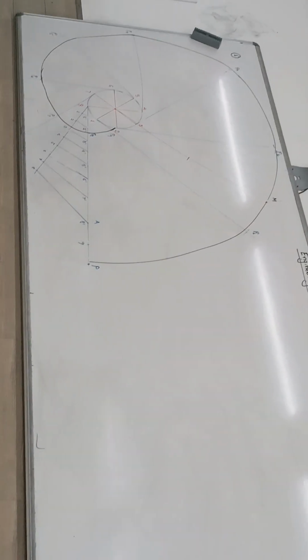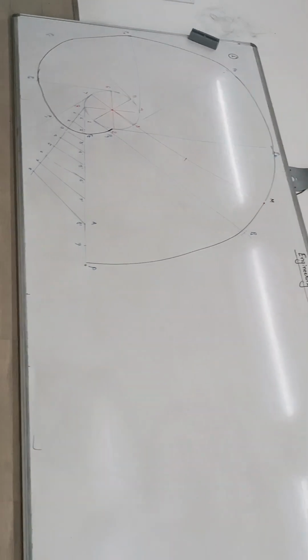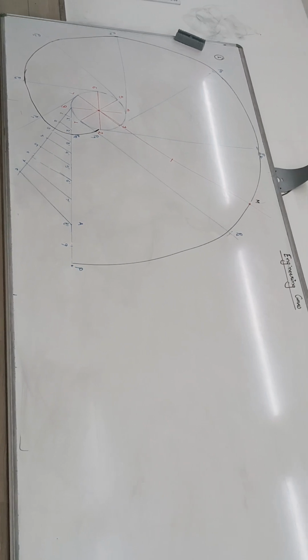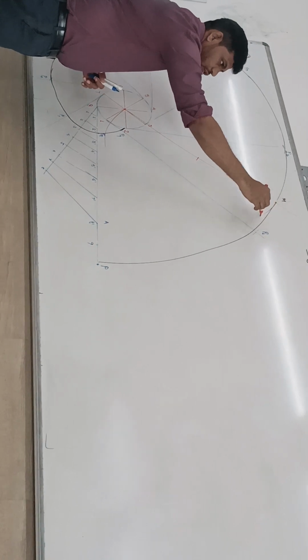Or what we can do? Measure this length. Measure that length. Calculate how much is the distance and mark the point. कर सकते हैं अभी. Now you have to draw a semicircle. You have to draw a semicircle.